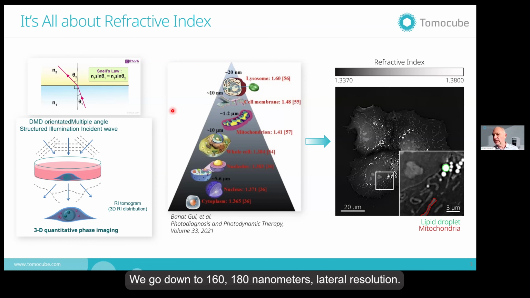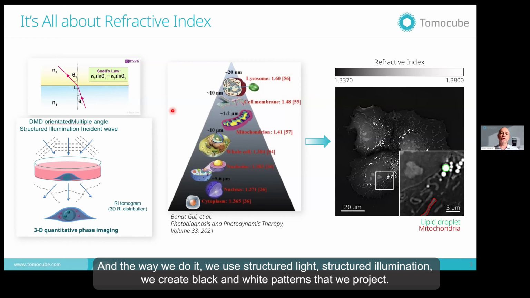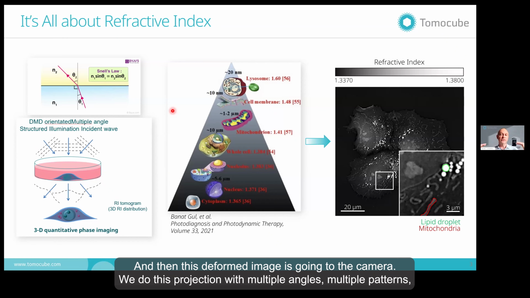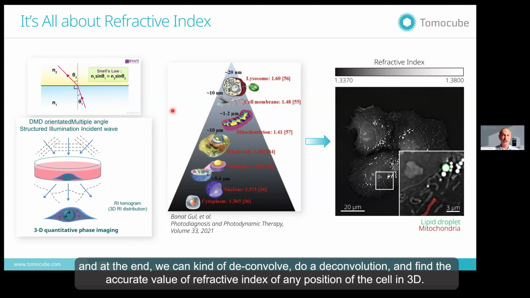We go down to 160, 180 nanometers lateral resolution. The way we do it, we use structured illumination. We create a black and white pattern that we project, and then this deformed image goes to the camera. We do this projection with multiple angles and multiple patterns, and at the end we do a deconvolution and find the accurate value of refractive index of any position of the cell in 3D.